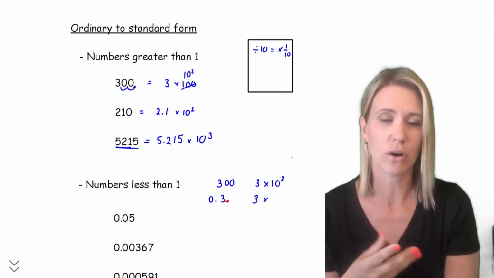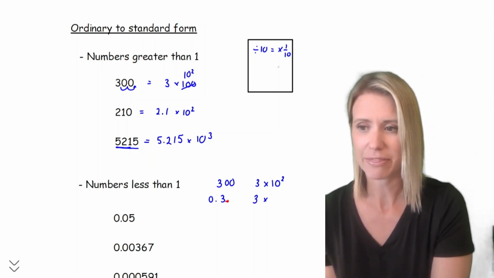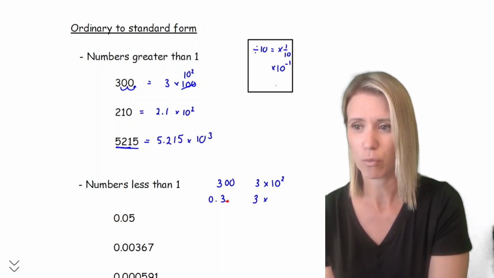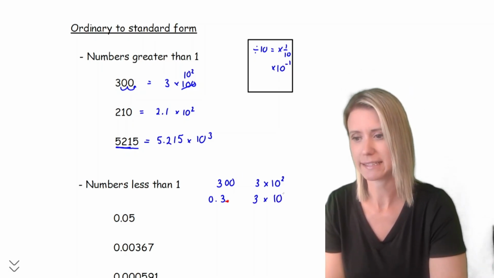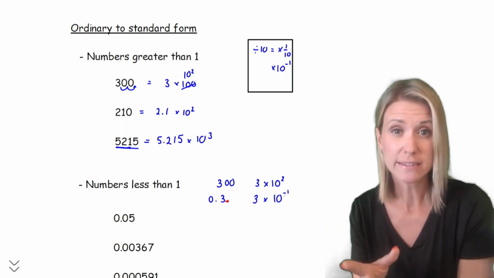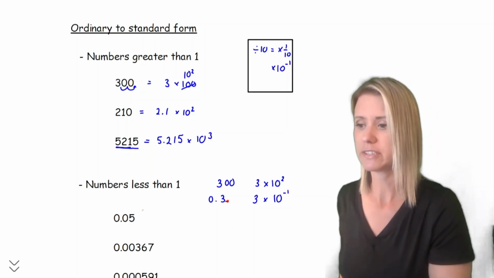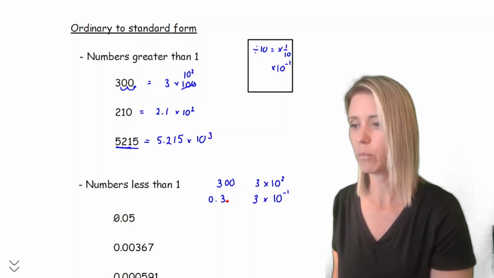You may or may not have covered negative powers yet, but timesing by a tenth is the same as multiplying by 10 to the negative 1. If I'm dividing by 10, we're actually multiplying by 10 to the negative 1. A way of looking at this is if you want the number smaller, then we're multiplying it by a negative power. So 0.05, where have I got to put my decimal point to make the number between 1 and 10?